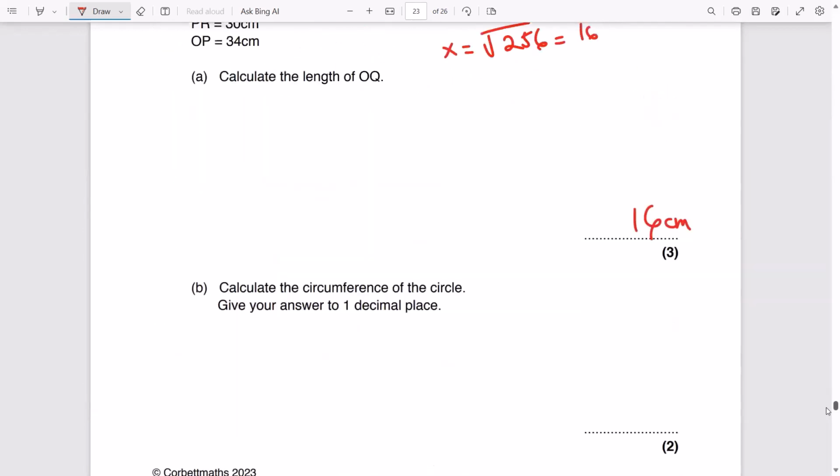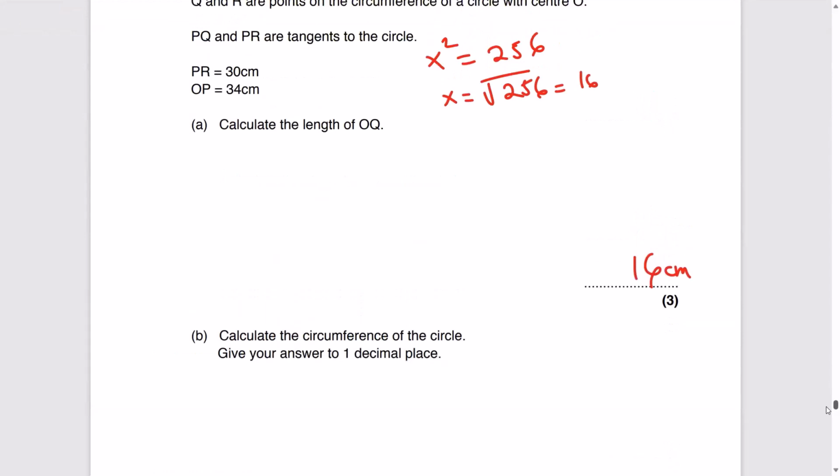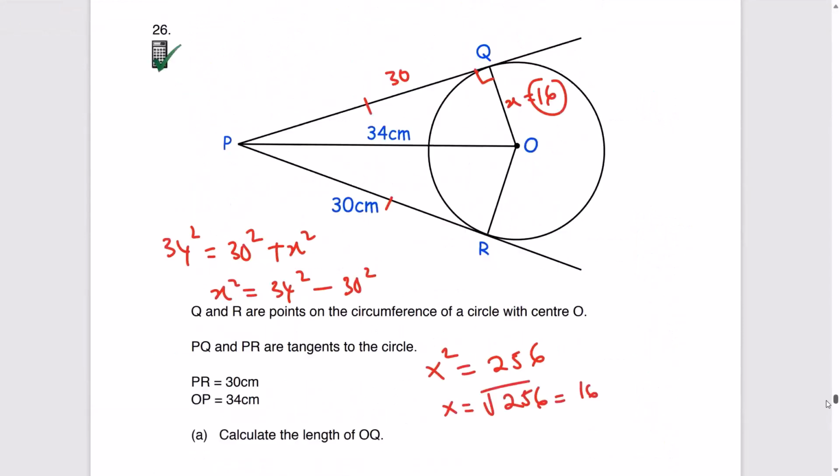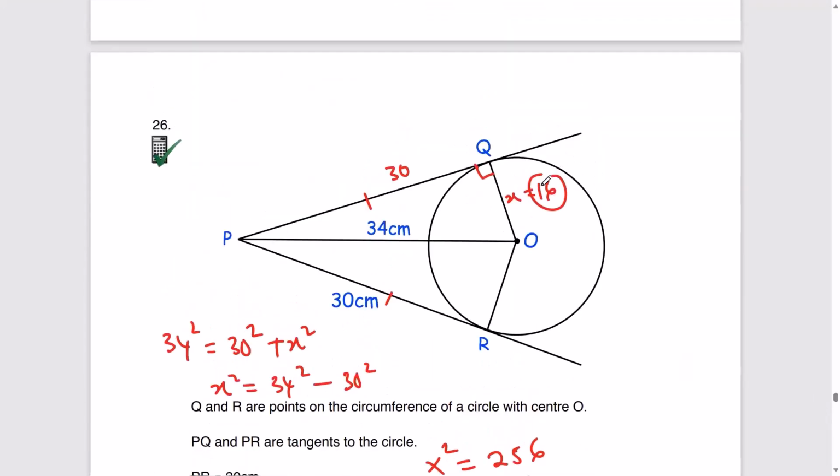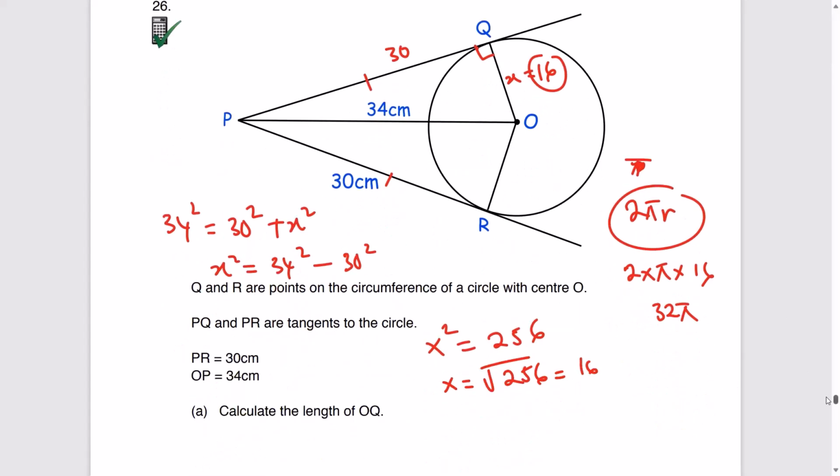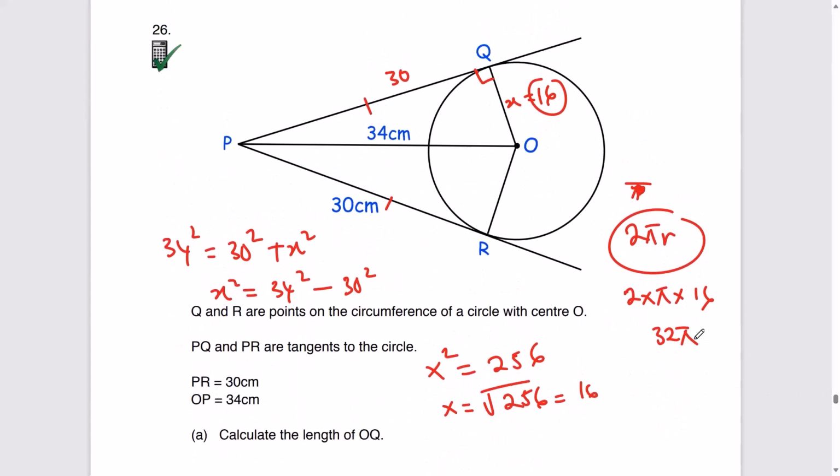And next is to look at the circumference of the circle to 1 decimal place. The circumference of the circle is calculated using the formula 2 pi r. So it's going to be 2 times pi times the radius, which is 16, so 32 pi. And if you punch your calculator, what does that give you?